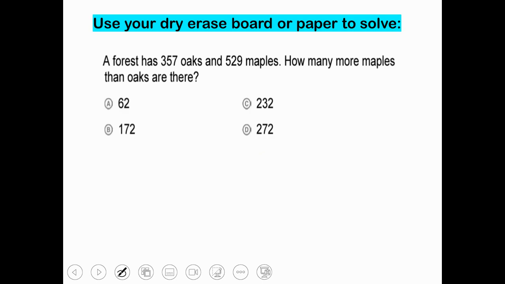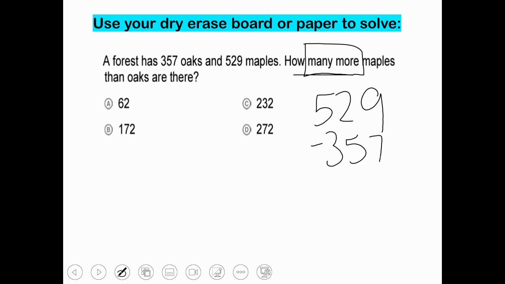All right, let's try it with a word problem. A forest has 357 oaks and 529 maples. How many more maples than oaks are there? The clue there is "how many more," which means that I'm going to have to subtract. I've got to find out how many more they have than the other number, okay? So I'm going to say 529 minus 357.